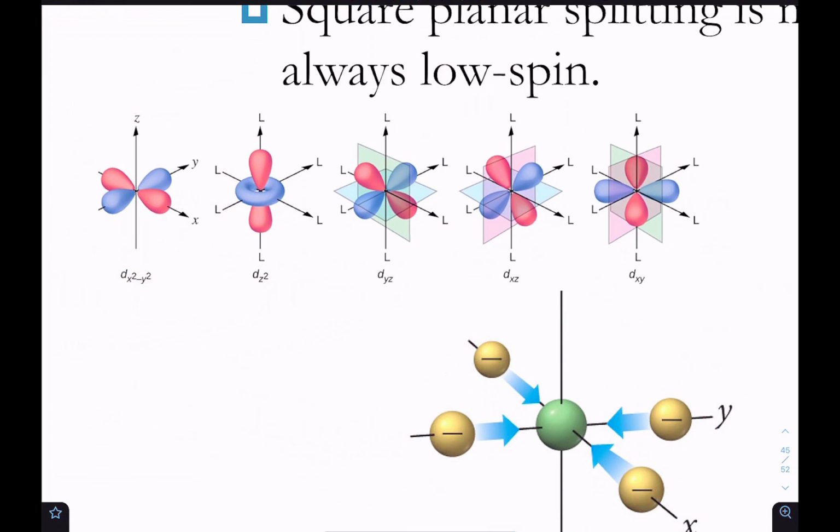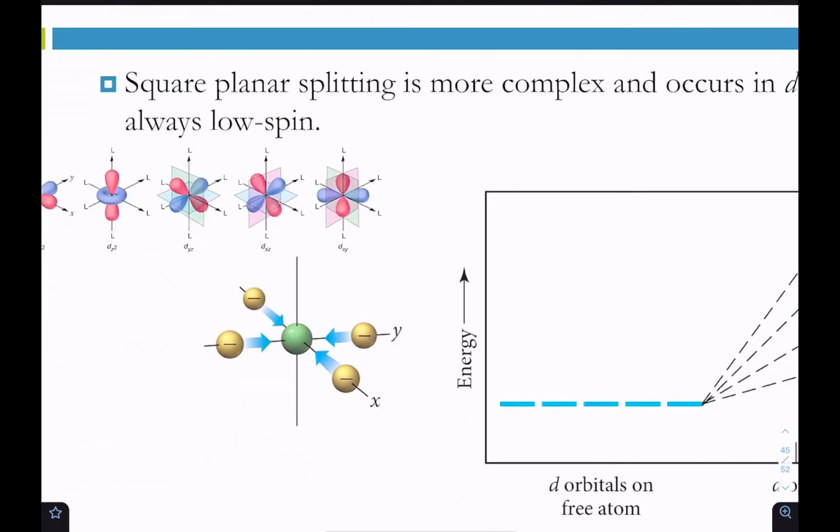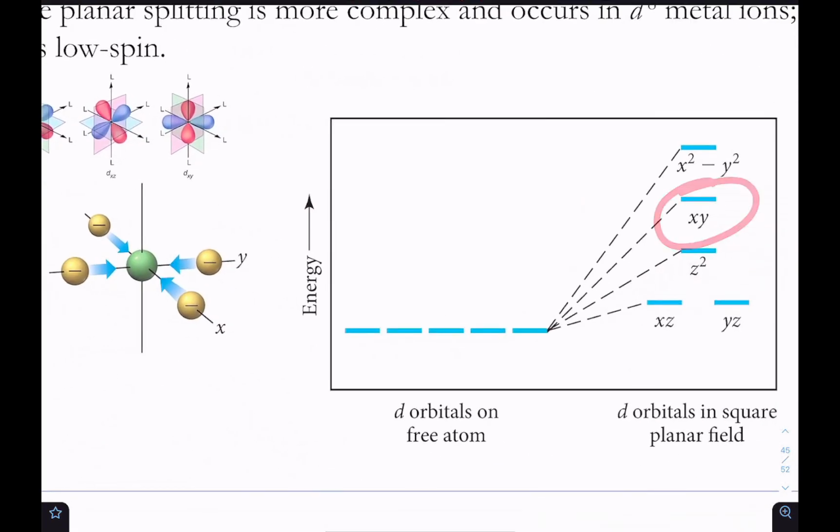But then also the dxy is going to be kind of affected by those ligands because it's on the same plane. It's just off by 45 degrees. And so that's why that one comes next.